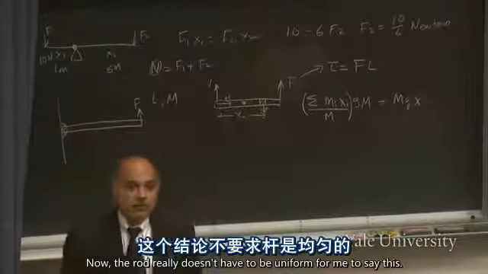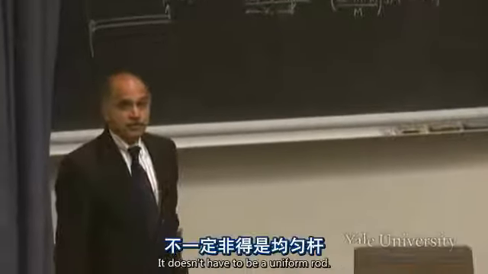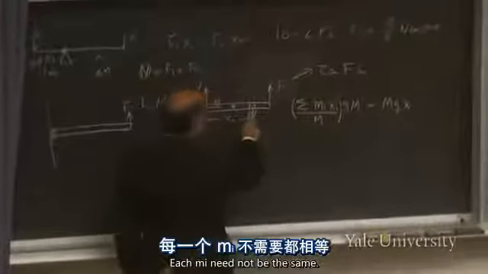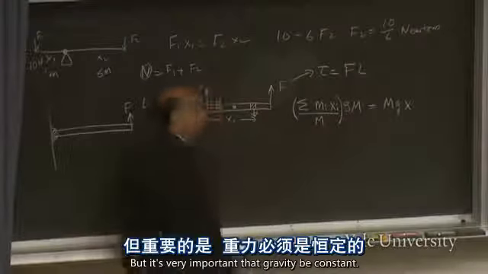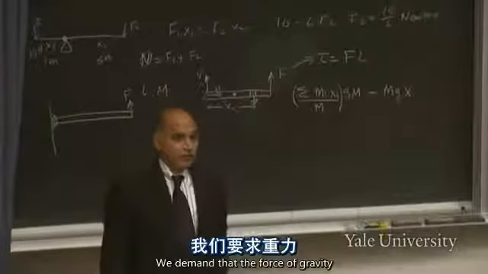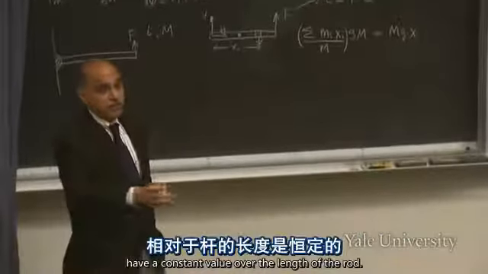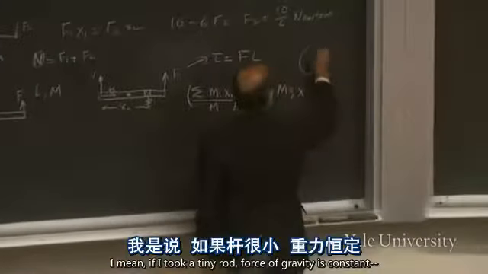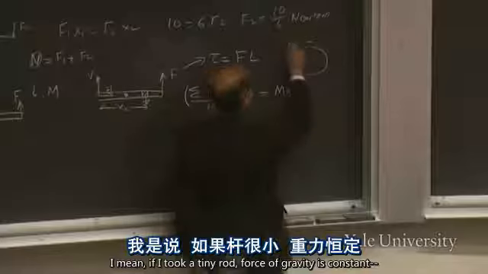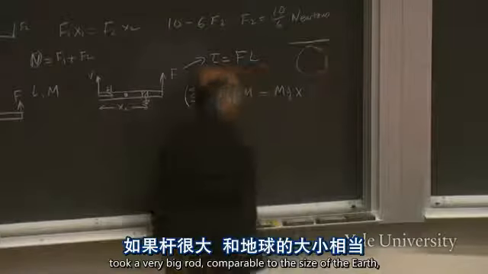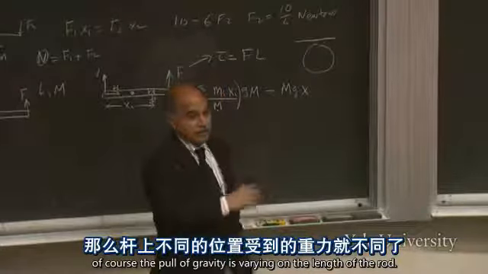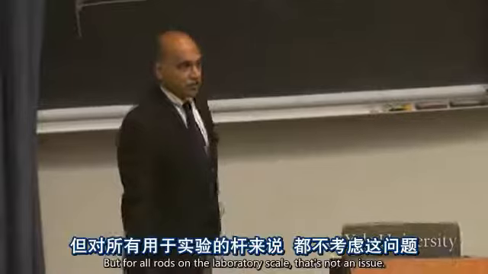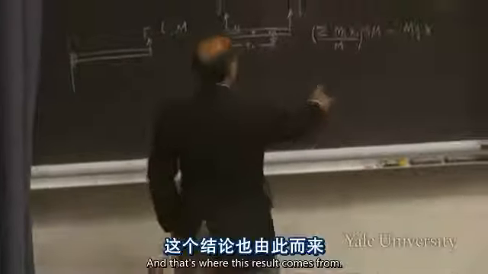Now, the rod really doesn't have to be uniform for me to say this. The mass can be distributed any way it likes. Each m_i need not be the same. But it's very important that gravity be constant. We demand that the force of gravity have a constant value over the length of the rod. And it's not obvious that's always true. If I took a tiny rod, the force of gravity is constant. If I took a very big rod, comparable to the size of the Earth, of course, the pull of gravity is varying along the length of the rod. But for all rods at laboratory scale, that's not an issue, and that's where this result comes from.